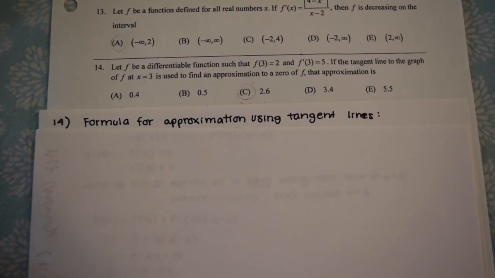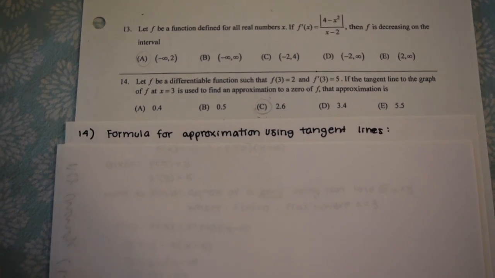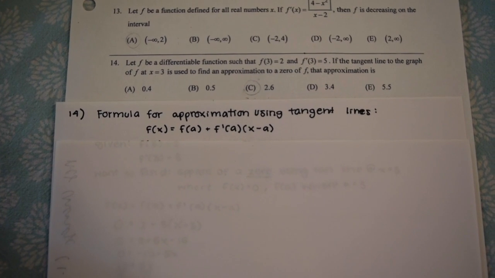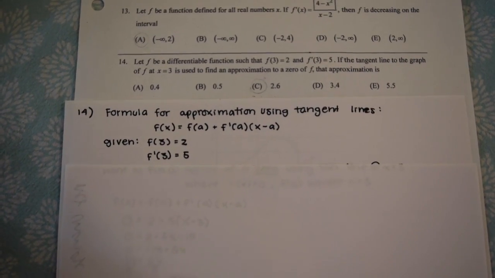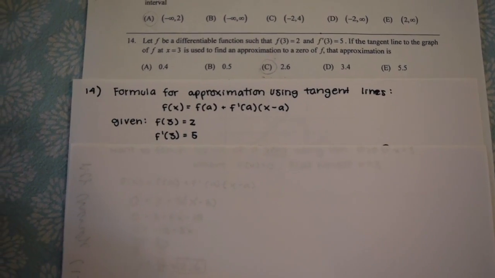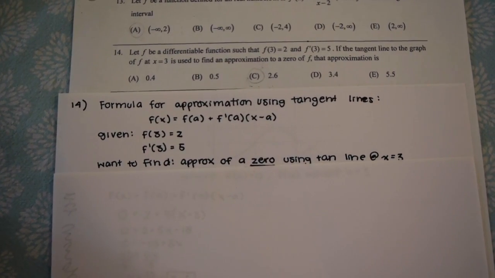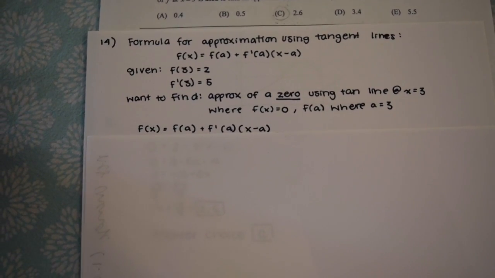So once we see that this is an approximation, we need to remember the formula for approximation using tangent lines, which is f of x equals f of a plus f prime of a times x minus a. And we are given in this problem that f of 3 equals 2 and f prime of 3 equals 5. So we know that we're going to be using 3 as a. And we want to find an approximation of a 0 using a tangent line at x equals 3. So a equals 3.